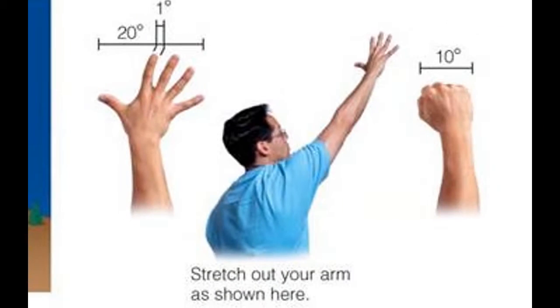And if you want to measure things with your hand, stretch your arm all the way out at arm's length, make a fist, and that's about 10 degrees. If you spread your fingers from thumb to the tip of your pinky, that's about 20 degrees. And one finger held out at arm's length, that's about 1 degree.